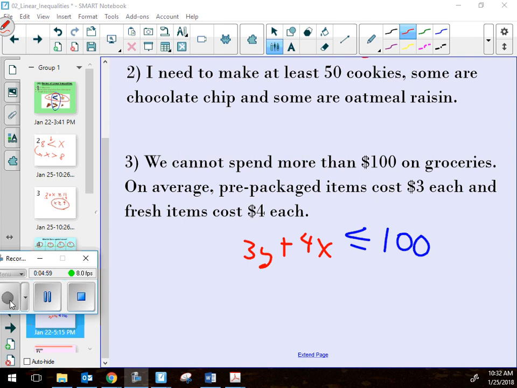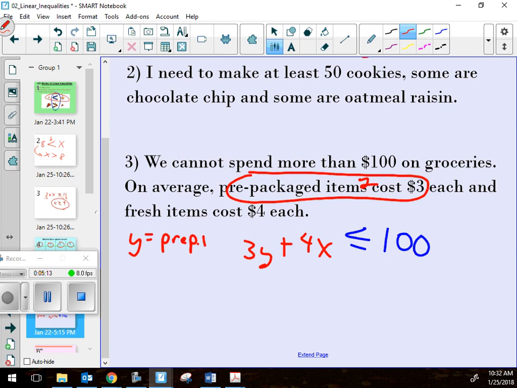So if you said that the prepackaged items were Y, then that's what she did. Okay, and so Y equals prepackaged items, and X equals fresh. If you use that, then your equation would be this. And I get some of you have those reversed because you came to this first and you thought, oh, I'll make this X and I'll make this Y. It's fine, but you need to define them because you can't just assume your reader will know what X is, because there's two different things it could be.